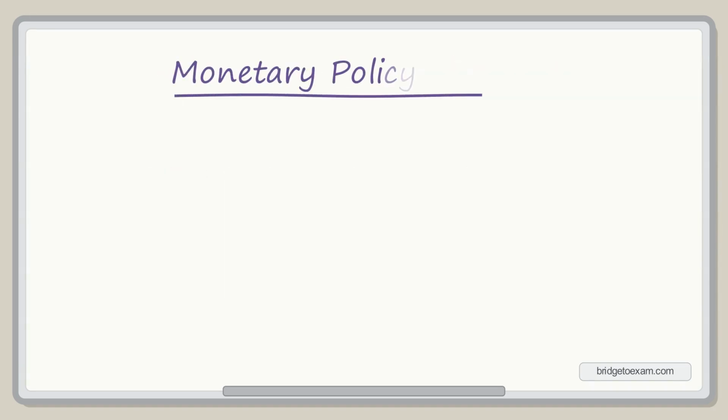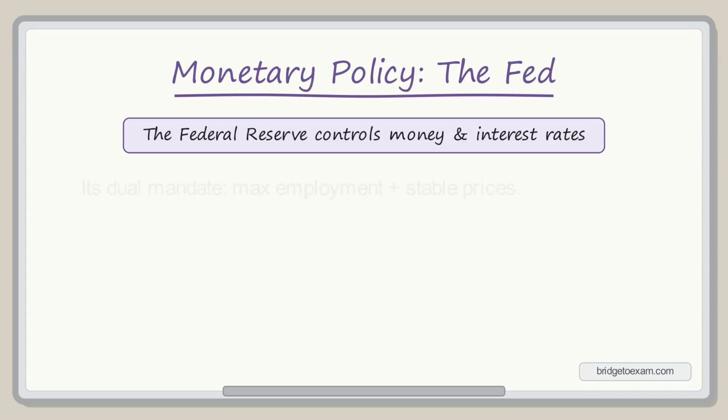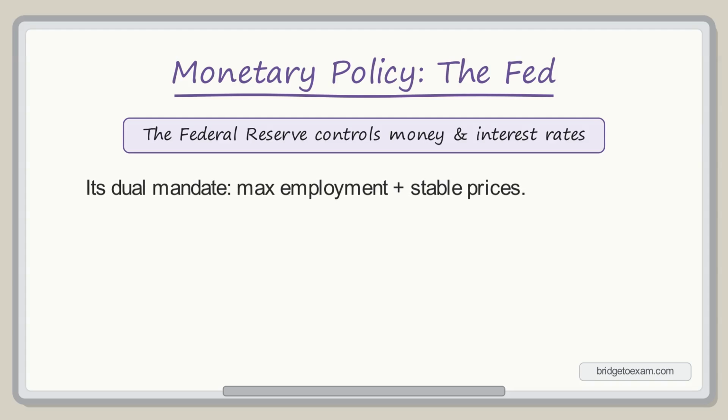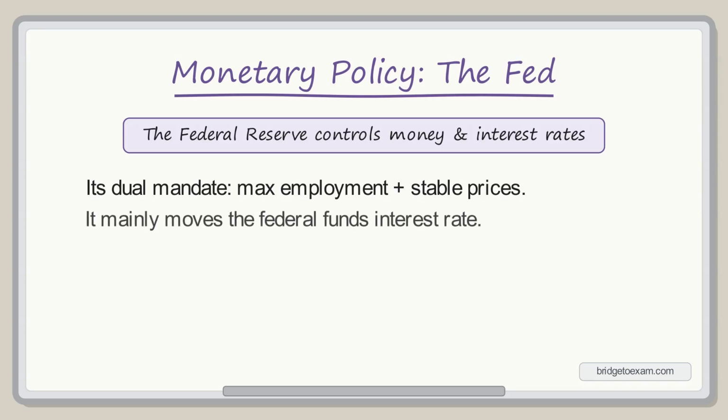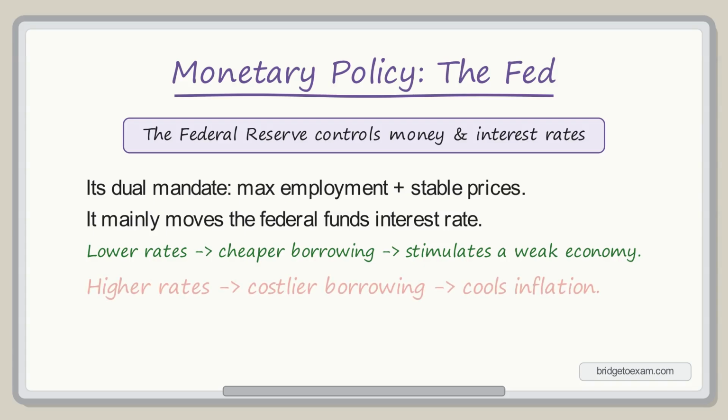So, how does government steer the economy? The first lever is monetary policy, run by the Federal Reserve. The Fed, our independent central bank. Its dual mandate is maximum employment and stable prices. Its main tool is the federal funds interest rate. When the economy is weak, the Fed lowers rates. Cheaper borrowing means more spending and investment. When inflation is too high, the Fed raises rates. Costlier borrowing means less spending, which cools the economy down. That's exactly what the Fed did in 2022 to fight high inflation.